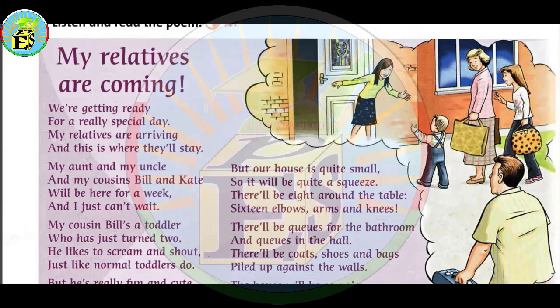Now, what we really need to know is what the poem is talking about. Well, if we have a look at the title, it is My Relatives Are Coming. So this lady is talking about her relatives who are going to come to visit her house, and she's telling that her aunt and uncle and her cousins will be there, and the names of her cousins are Bill and Kate. And then she's talking about Bill, who is this little boy, and he's a toddler.